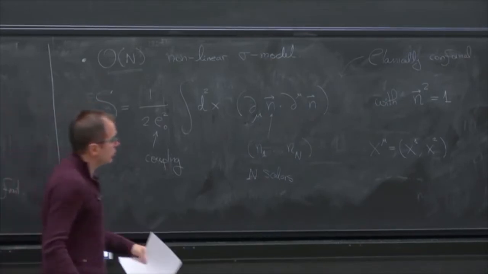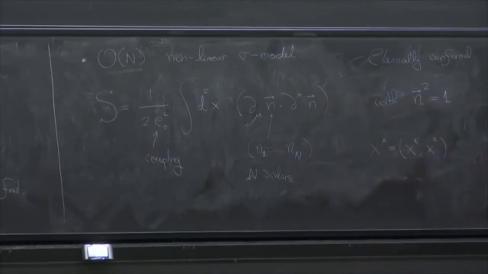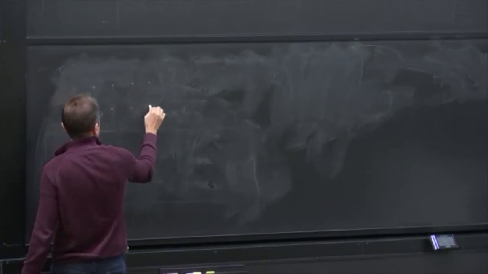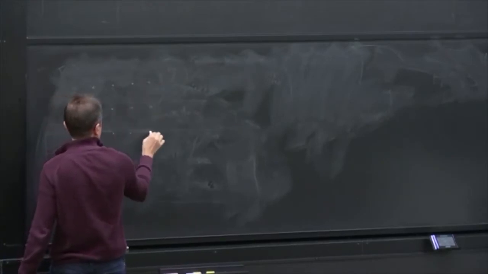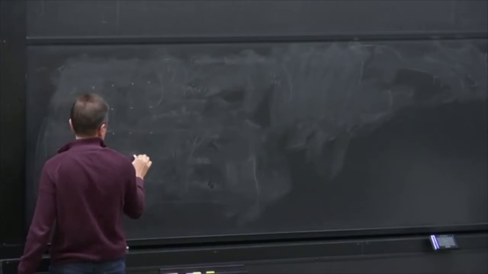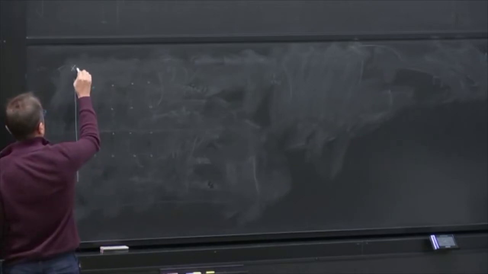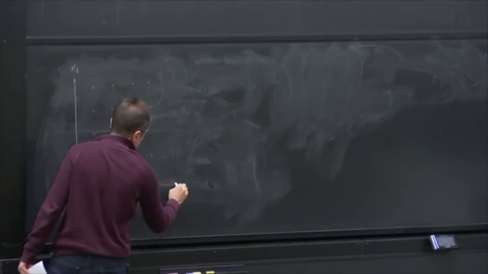Now, what could this theory be good for? We could think that this theory describes a space that is two-dimensional. So I have a space that's two-dimensional. Let me draw a lattice. All right, so this would be my two-dimensional space. This would be x1, and this would be x2.